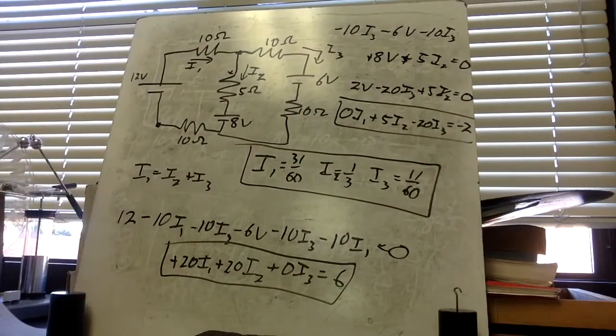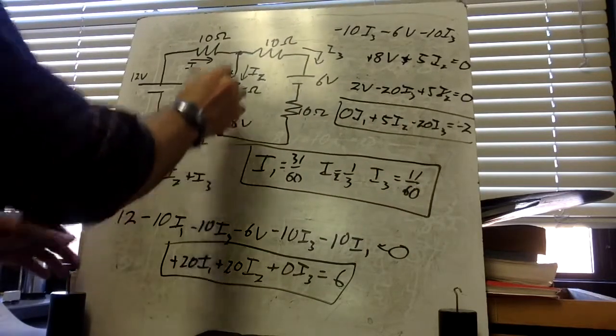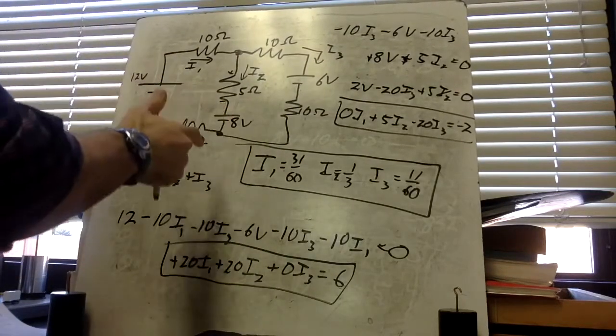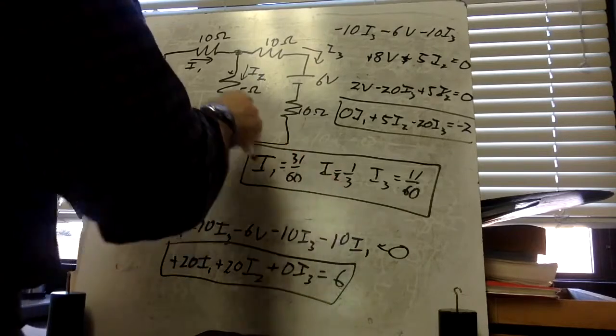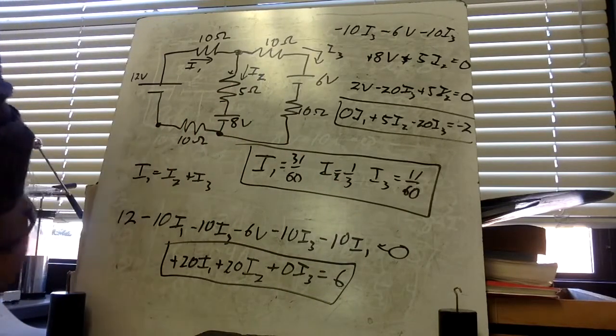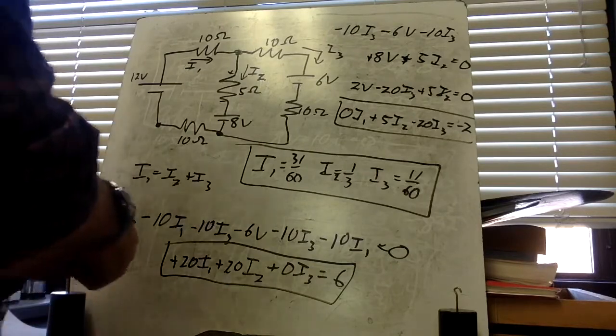And then from that, you can find the potential difference between here and here. It's going to be 8 volts plus 1/3 of 5. All right, so I guess 8.6 volts, something like that.